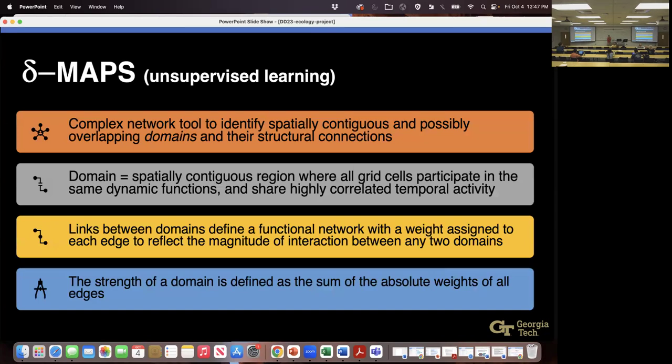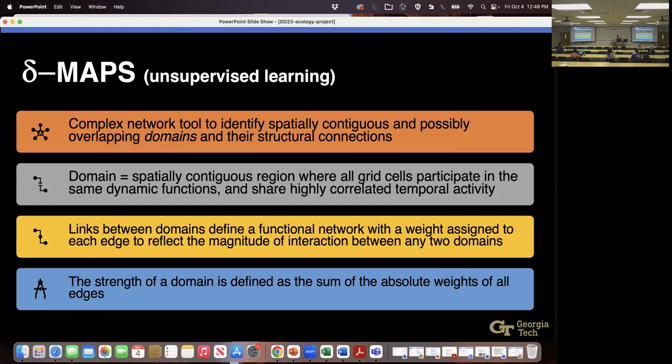Then we use this unsupervised learning mechanism, which is a complex network tool that identifies contiguous and possibly overlapping domains. A domain is a contiguous region where all the grid cells participate in the same dynamic function, so they have a very highly correlated temporal activity. And then we can define a network across those domains that essentially tells us the magnitude of interactions between different domains.